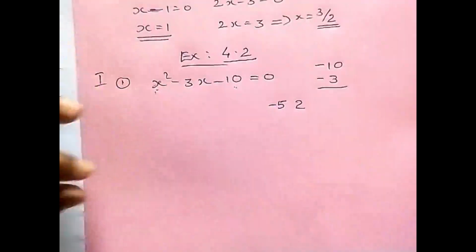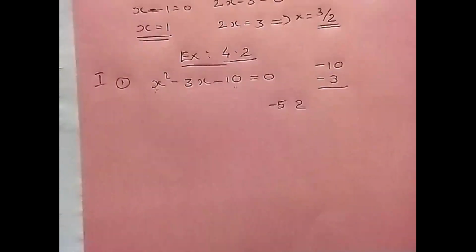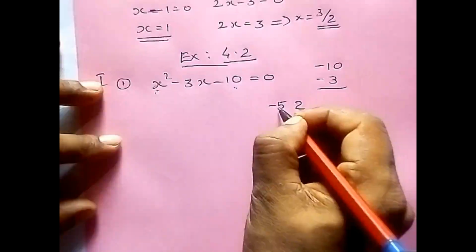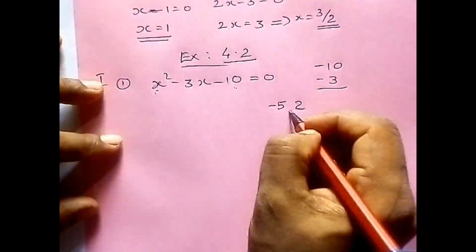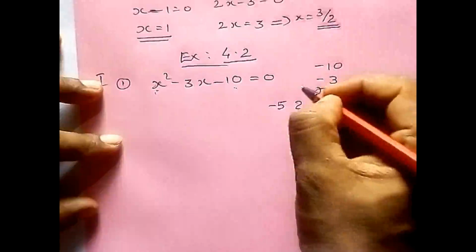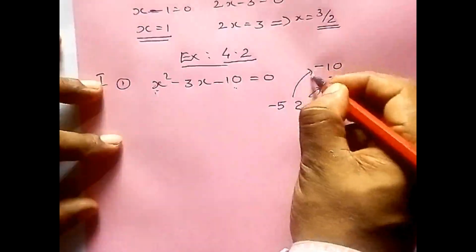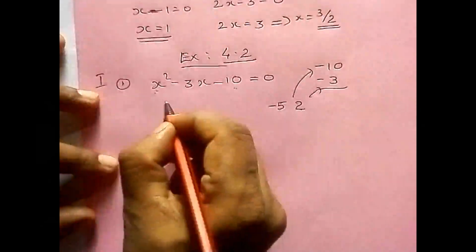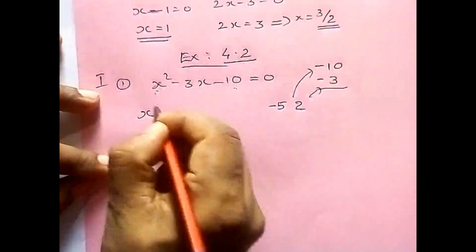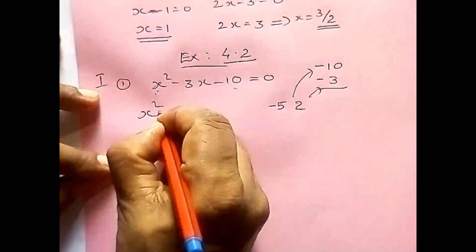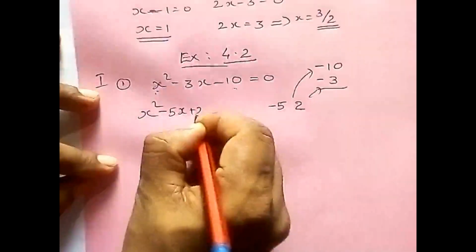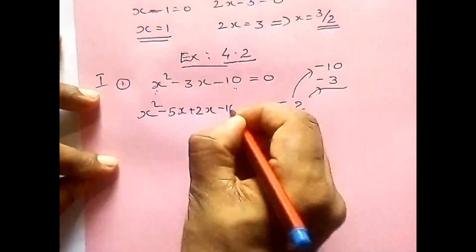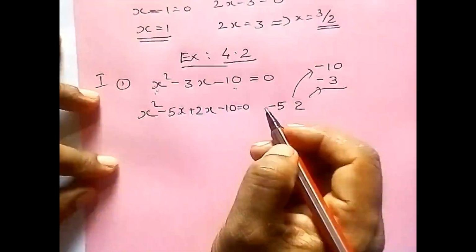Yes, 5 and 2 are the numbers. So 5 into 2 is equal to 10. So which one should be negative here? Yes, minus 5 should be negative here. So that minus 5 and plus 2 added, we are getting minus 3 here. And minus 5 into 2, we are getting minus 10 here. Okay. Now we will split the middle term. X square minus 5x plus 2x, so that the net is becoming minus 3x, minus 10 equal to 0.